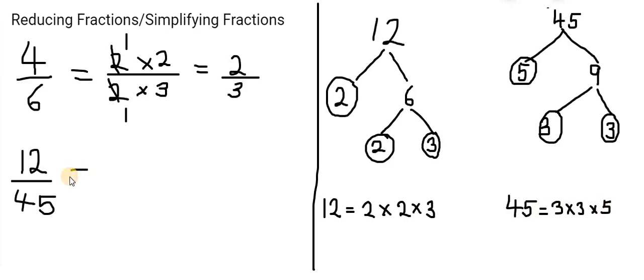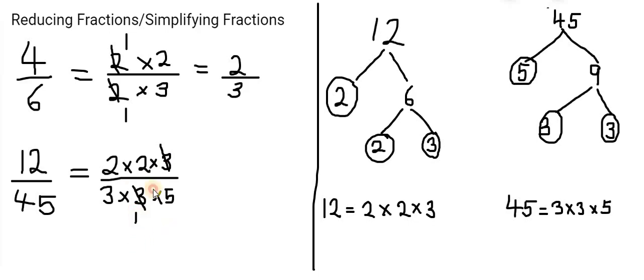What then results is, instead of 12, we now write it as a product of its prime factors, 2 times 2 times 3. We do the same for 45, so 3 times 3 times 5. Now, we compare the top and bottom. There's only one common factor, and that's 3. So we cancel that 3 out with an exact 3 at the bottom for 1 and 1.